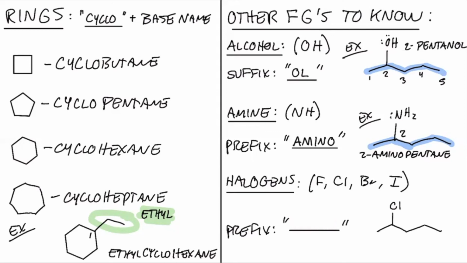The other ones would be chloro, bromo, and iodo. So just kind of taking the element name, chopping it off partway, and putting the O in there at the end. So if we name this practice problem, that would be 2-chloropentane.